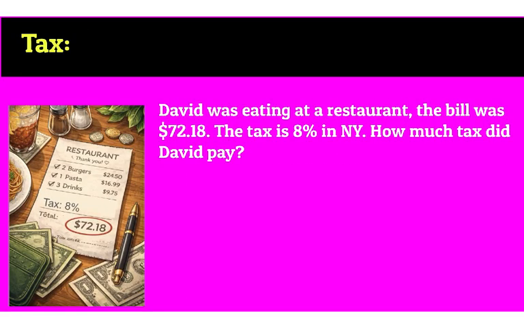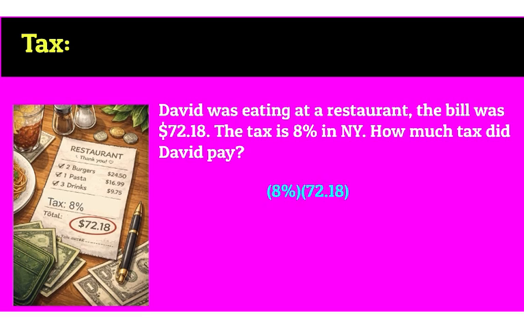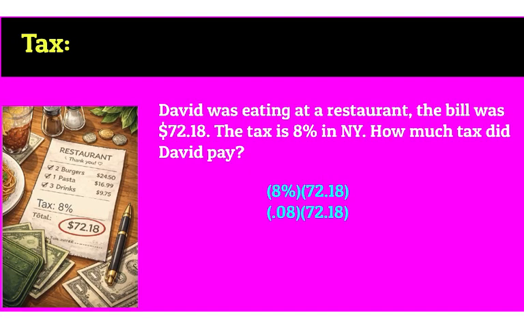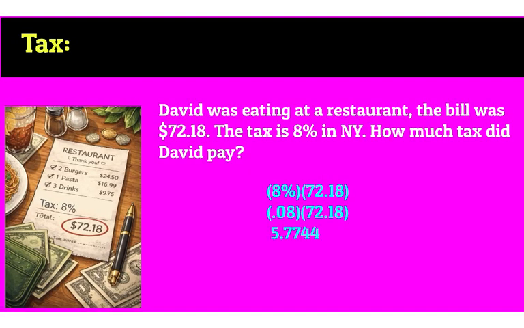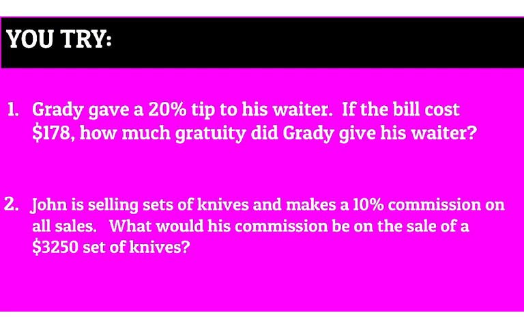Same goes for tax. You're doing the same thing. You're going to take a percent of a number. In this case, the bill was $72.18, and you're going to pay an 8% tax. And once again, you're going to multiply $72.18 times 8%. But of course, the 8% is going to be converted to a decimal first, and then multiply. And in the end, you're paying about $5.77 for tax. You can see you're kind of doing the same thing. You're just taking a percent of a number, but it's time for you to try.